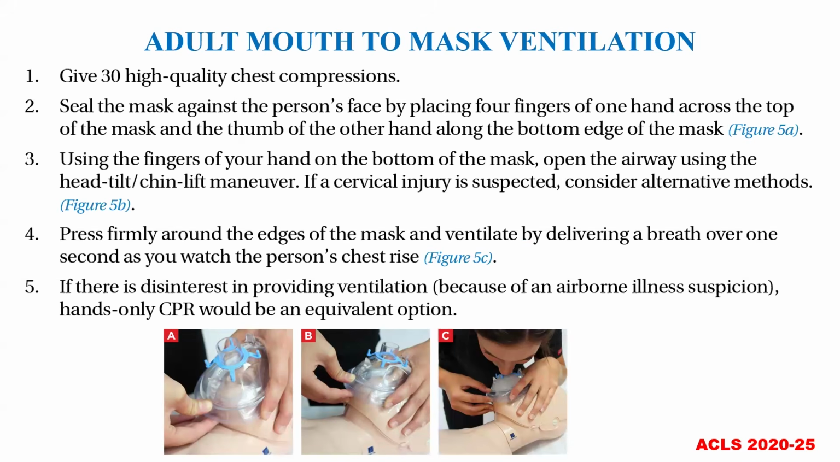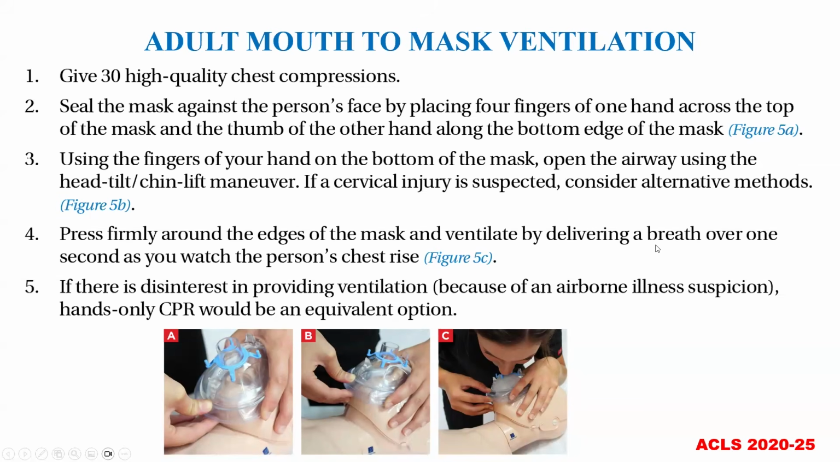How to do mouth to mask ventilation in adults. Give 30 high quality chest compressions. Seal the mask against the person's face by placing four fingers of one hand across the top of the mask and the thumb of the other hand along the bottom edge of the mask.